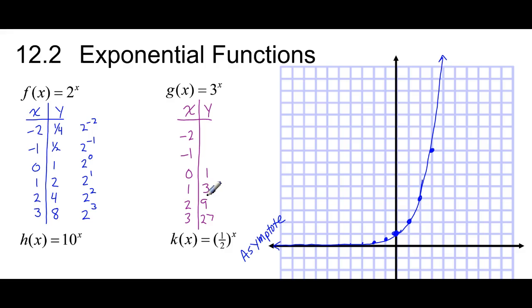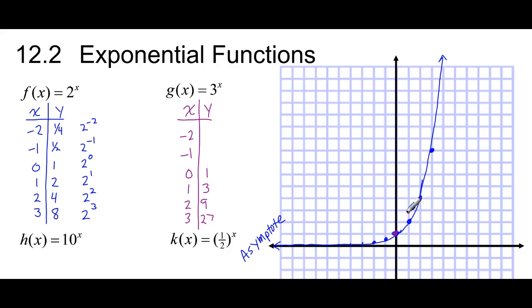You'll notice these numbers are getting big faster than those numbers did there. We had 2, then 4, then 8. Here we have 3, then 9, then 27. So this graph is going up faster. If I plot the points, 0, 1 is there, right at the same height as the other one.